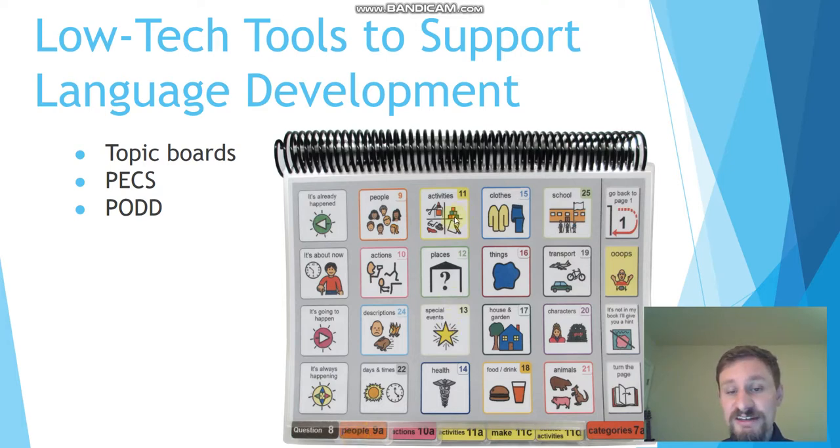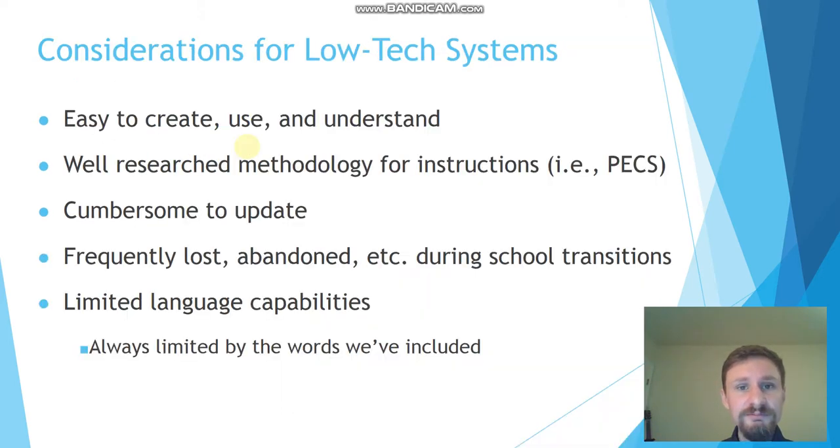If they want to do activities, they can say it's about now and activities, and that'll be about activities that they want to do now. They can flip to page 11 and that'll have a variety of different activities that they can indicate or request. So that's PODD. It's not super common, but it's starting to take off in the United States. I believe it's more common in Europe and Australia. And like I said, it's starting to take off here.